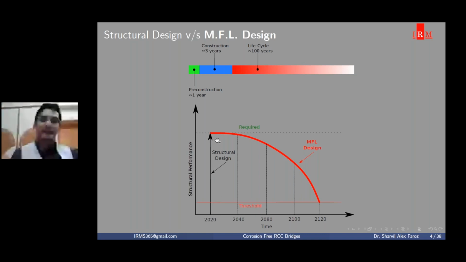So let's say you design a column for a load carrying capacity of 100 kilonewtons. That is known as the structural design. But this thick red line is called the M.F.L design, which means how do you ensure that your structural capacity is sustained for a given service life of 100 or more years. So M.F.L design focuses on sustaining the structural capacity of your viaduct for the design service life of 100 years, so that it is safe and above the acceptable level of performance. This is the difference between a structural design and an M.F.L design.